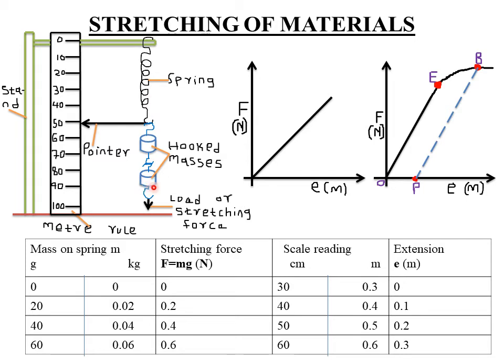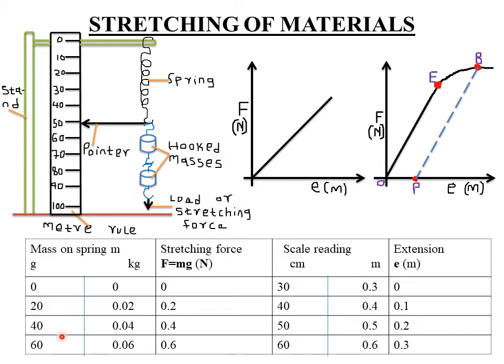So when the spring is obeying Hooke's law, or when the force is directly proportional to the extension such that there is no permanent deformation, then this is the expected graph, a straight line graph.